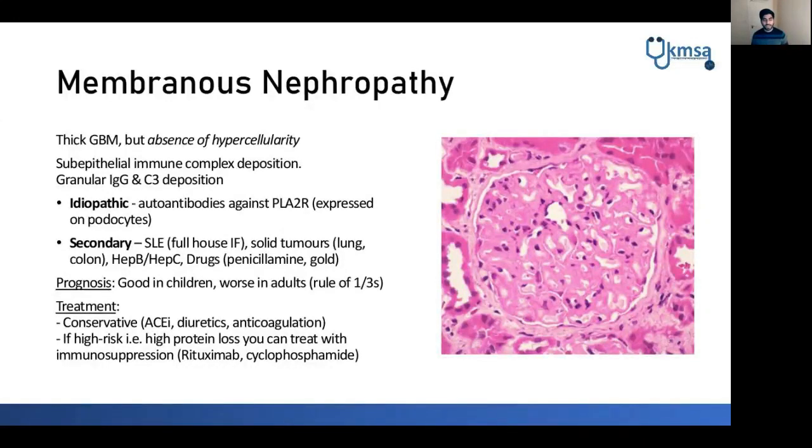And treatment, again, like I mentioned, for most of these glomerular diseases is supportive. But if you're high risk, if it's severe, if you're losing a lot of protein, you can try and throw some immunosuppressives at it.